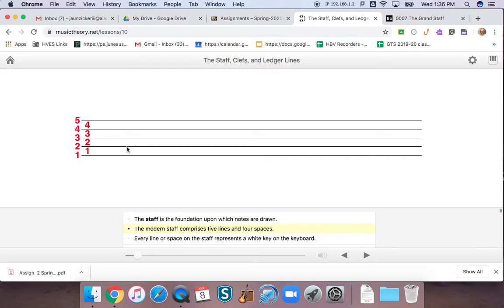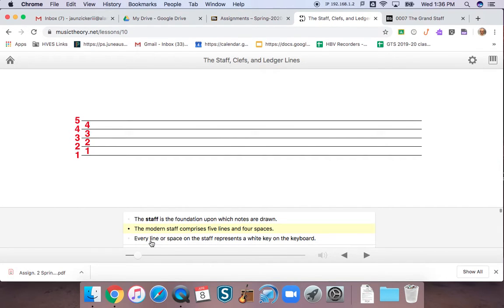And there's actually a song that I do with elementary students that sounds like this. The staff has 5, it has 5 lines. E G B D F. E G B D F. In between those lines there lies a space. F-A-C-E. It spells the word face. So I jumped ahead a little bit, but I thought I would just show you that song. And that helps the kids remember the note names on the lines and the spaces, which I'll get to soon.